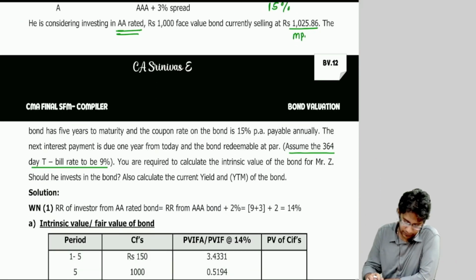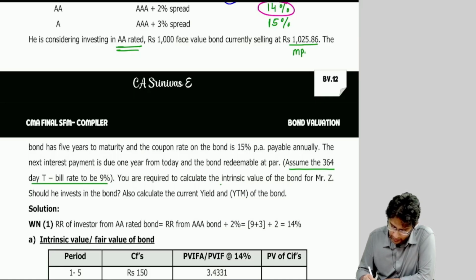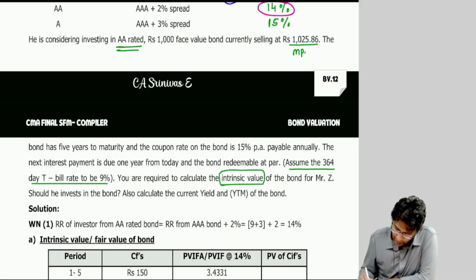They asked both. The bond has 5 years to maturity and the coupon rate on the bond is 15% payable annually. The next interest payment is due 1 year from today and the bond is redeemable at par value. All normal routine data. You are required to calculate the intrinsic value of the bond. What is the meaning of the word intrinsic value? It is the same as fair value.